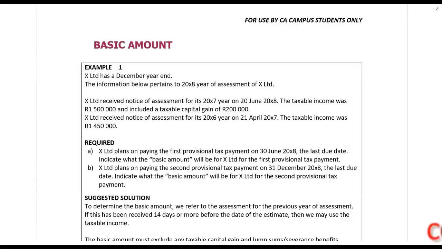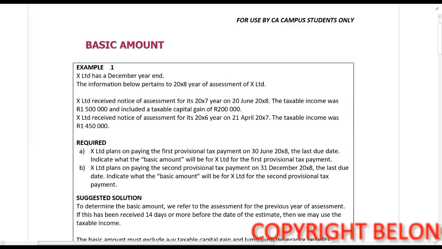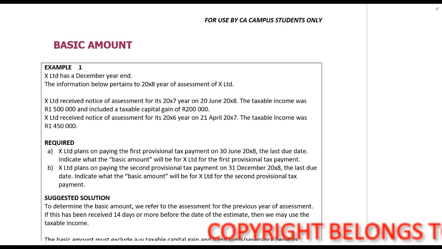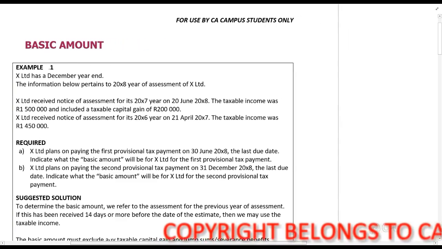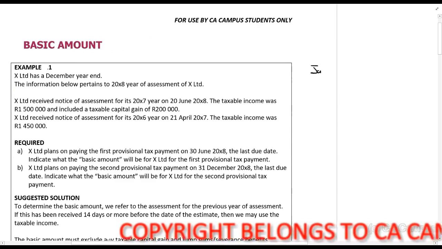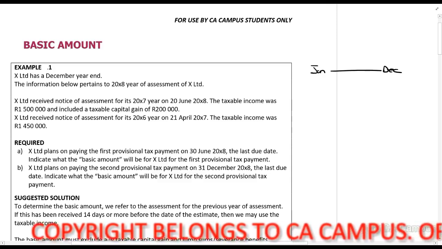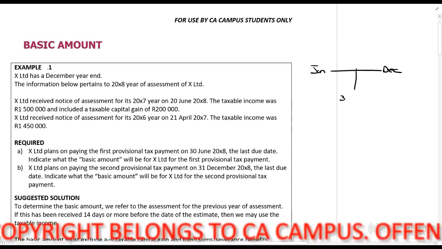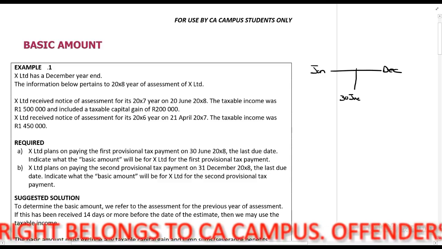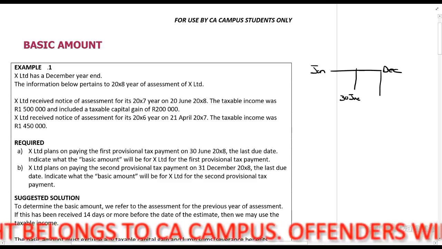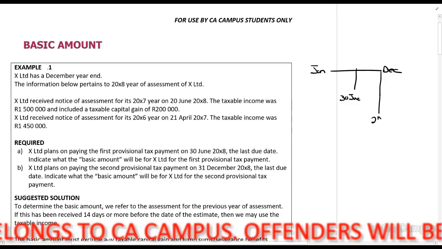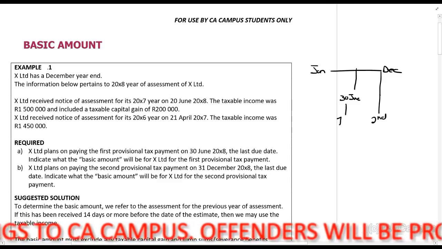In this lecture example, we look at how to determine what the basic amount is. So guys, remember this is all principal driven. We start with X Limited has a December year end, and the information below pertains to the 20X8 year. Okay, so January until December. The first provisional tax payment is due 6 months into the year, 30 June. Right, and the second is due on the last day of the tax year.